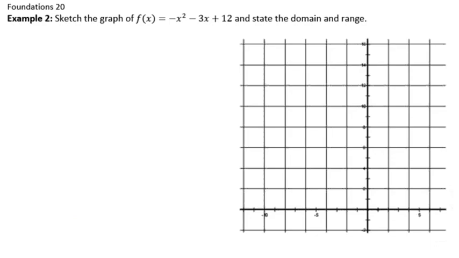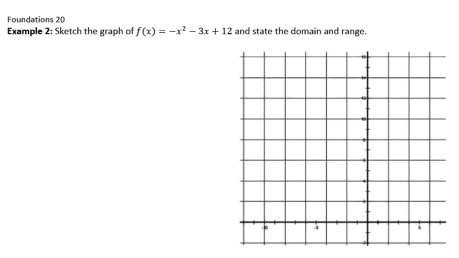Example 2. Sketch the graph of f of x equals negative x squared minus 3x plus 12 and state the domain and range. So when we have a negative in front of our x squared, it's easier for us to work with if we have a positive value there. So if you ever have a negative value, I would recommend factoring out your negative first. Not that you have to, but it makes your life easier if you factor out that negative and then rewrite your equation with opposite signs.